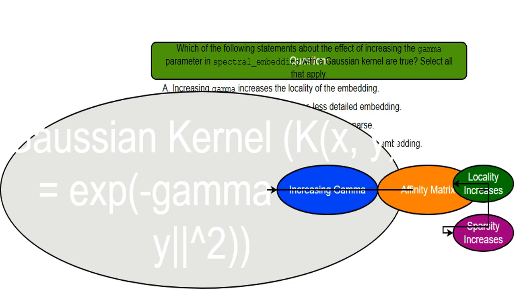I'm going to explain how increasing the gamma parameter in a Gaussian kernel affects the results. Think of gamma as controlling the reach of the kernel.